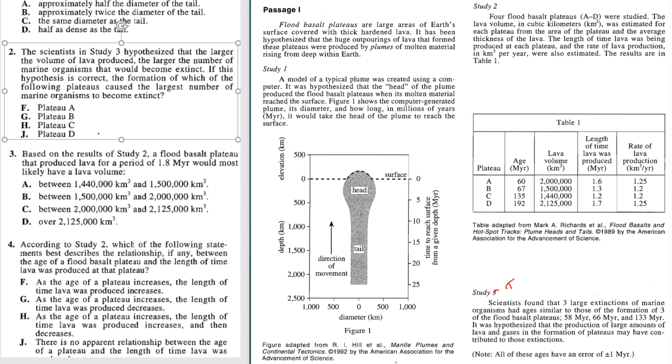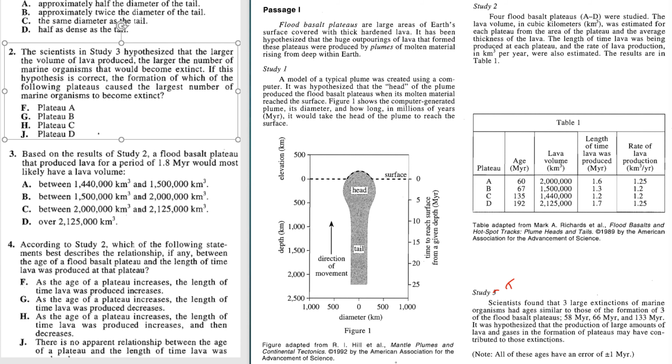So here's the main point. The question tells you what study 3 is about. As soon as you read something like, the scientists in study 3 hypothesized that the larger the volume of lava produced, the larger the number of marine organisms that would become extinct, you don't have to read study 3. They've summarized it for you. The information is not in study 3.